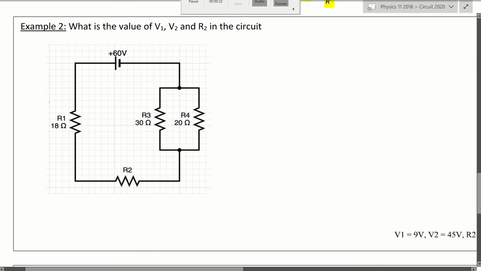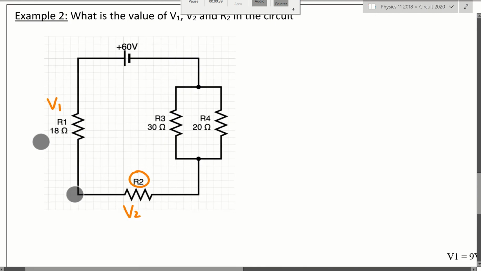V1, that's the voltage drop on this one. V2, where's 2? 2 is down here, so V2, and also R2. Oh, R2 is also missing. That is surprising, but that's also missing. Okay, so we want to find these three things: V1, V2, R2. We don't even have R2.